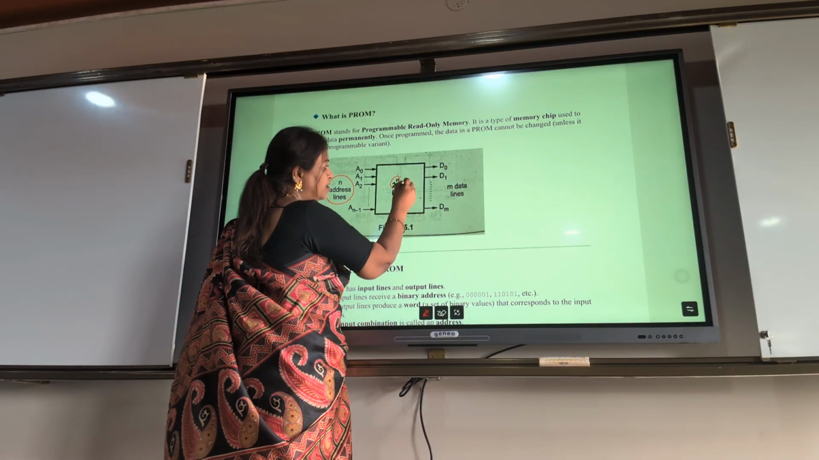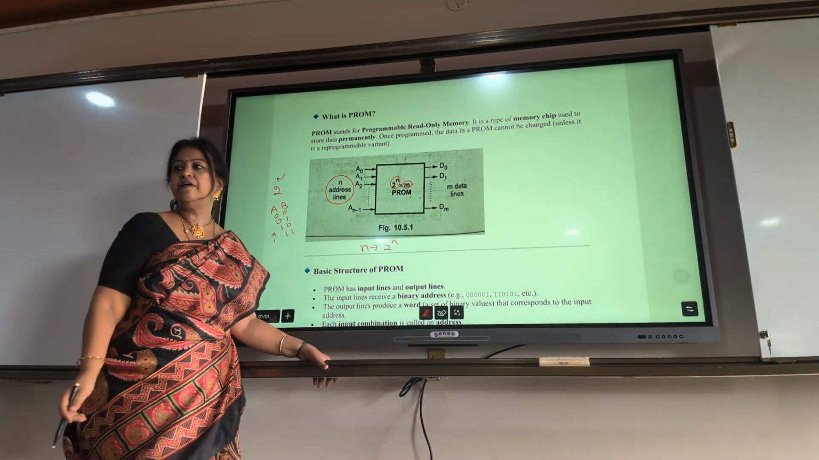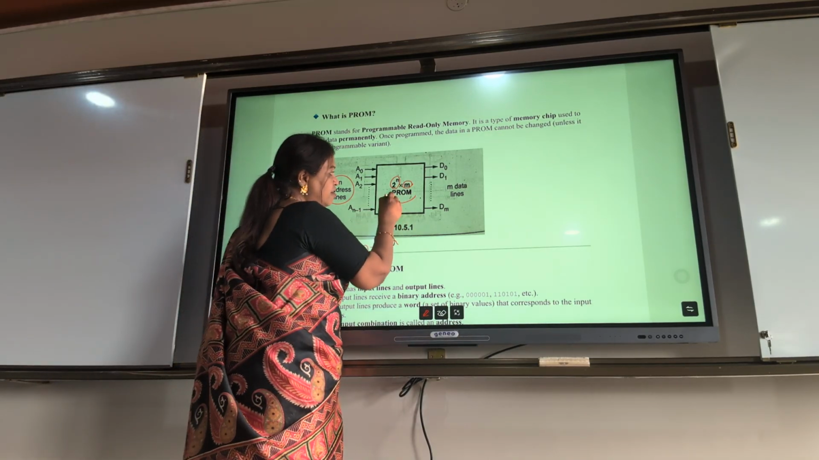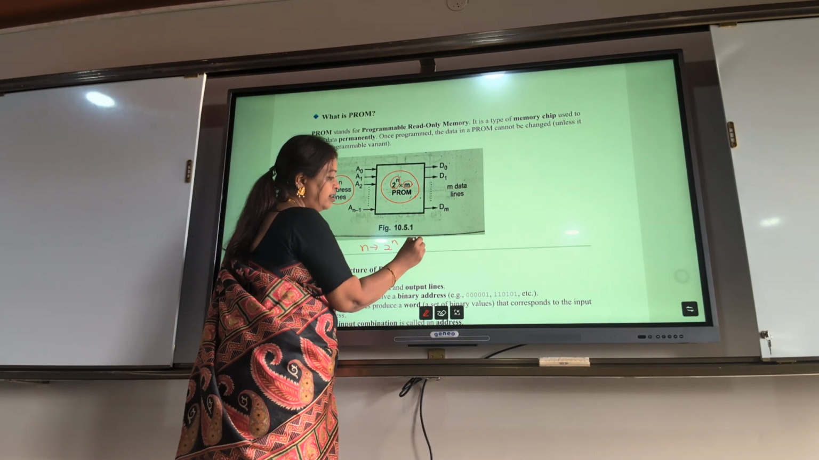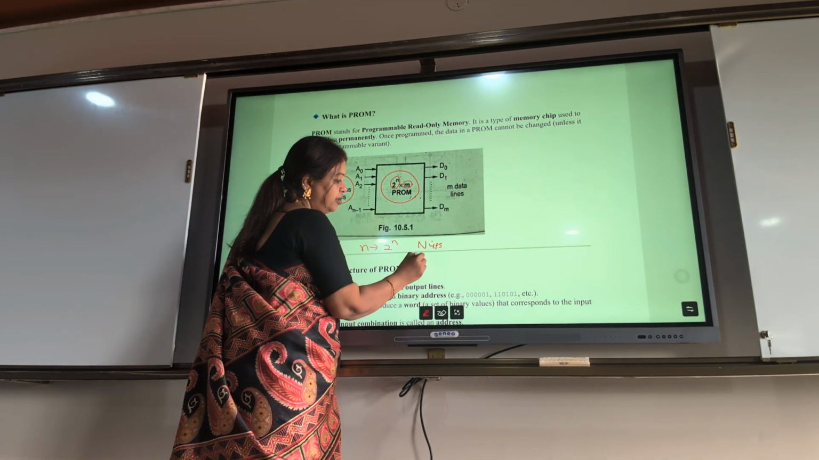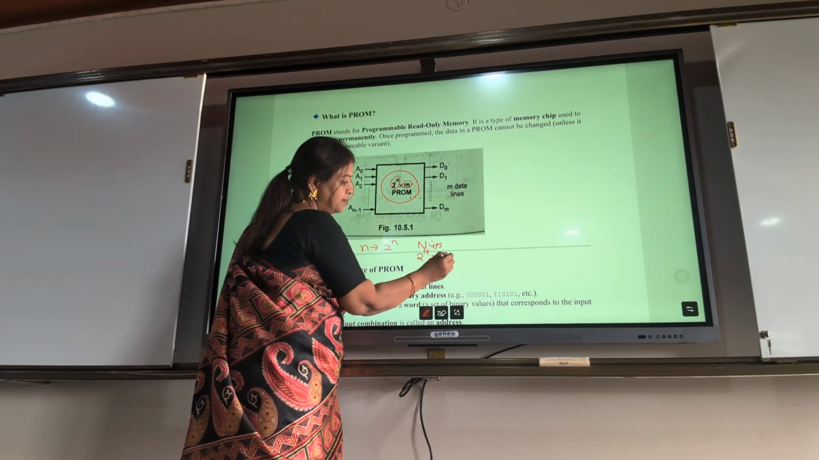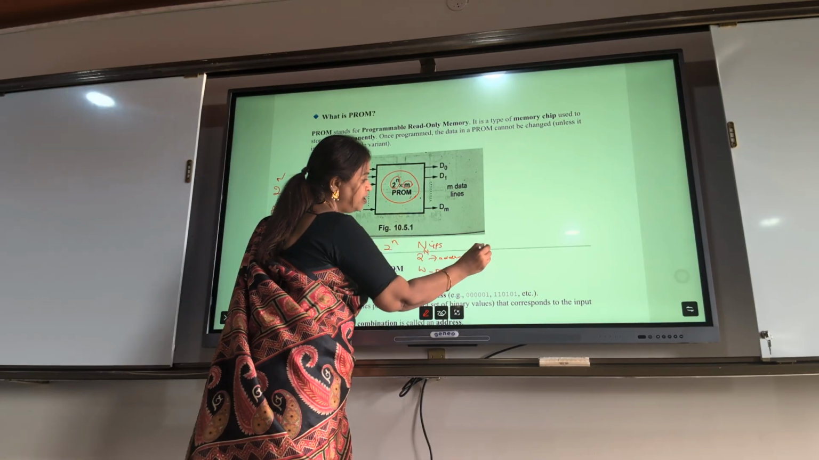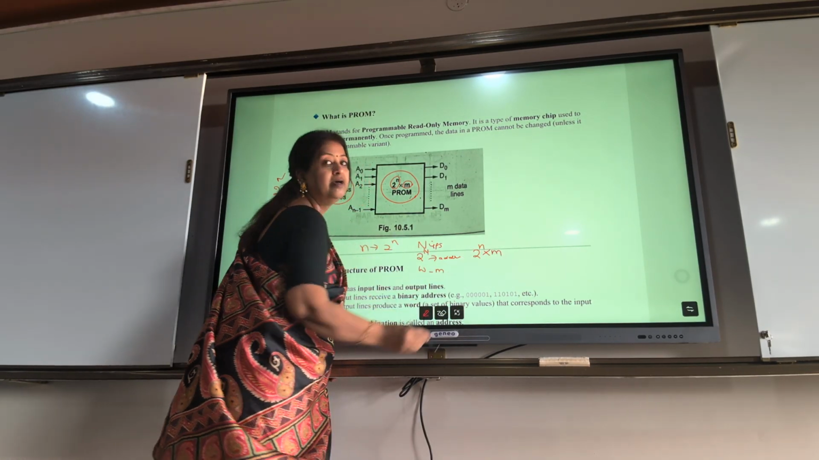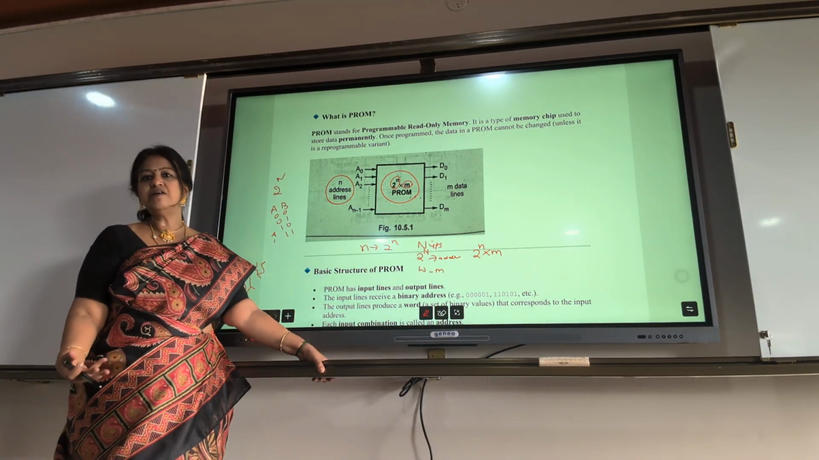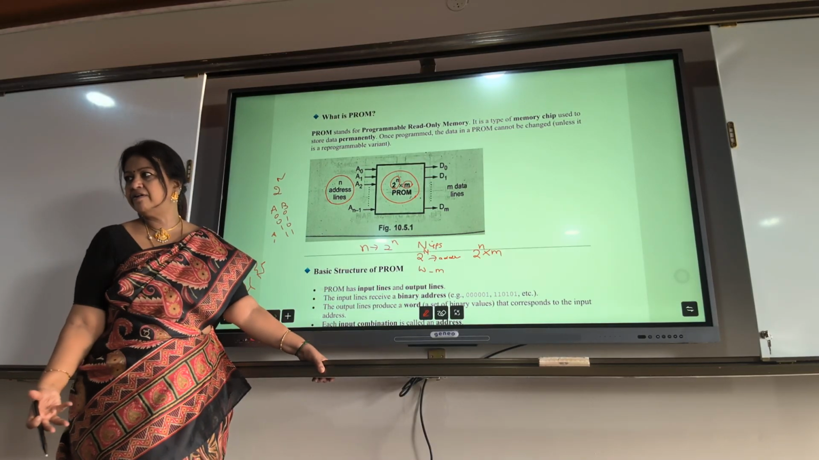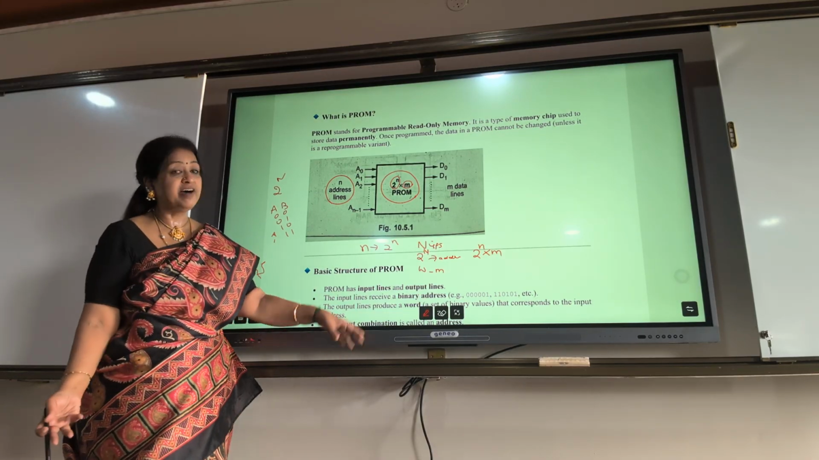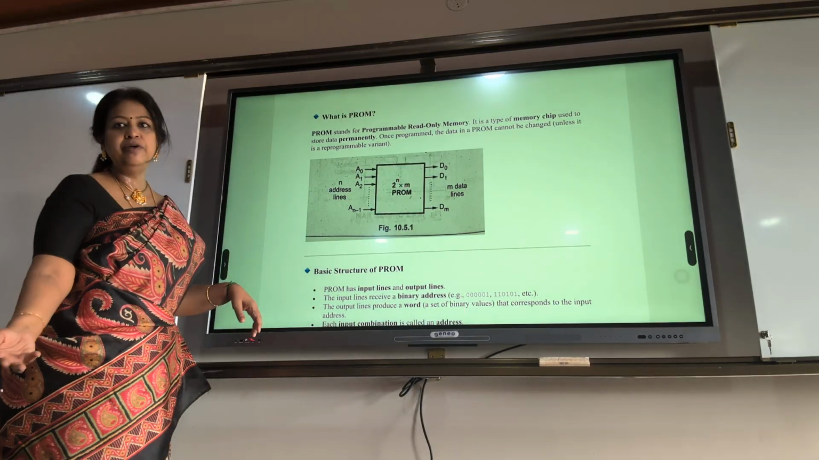And this is the m data lines. That means how many outputs we are getting from it. What is the size of your word? So the size of the PROM is written like this. If you have n inputs, then you will have 2 power n addresses. And if the word length is m, then the size of the PROM is 2 power n by m. That means how many addresses and what is the length of your word. Word can be 1 bit, 2 bit, 1 byte, 2 byte, depending upon the output function. That we will see when I am doing the problem.